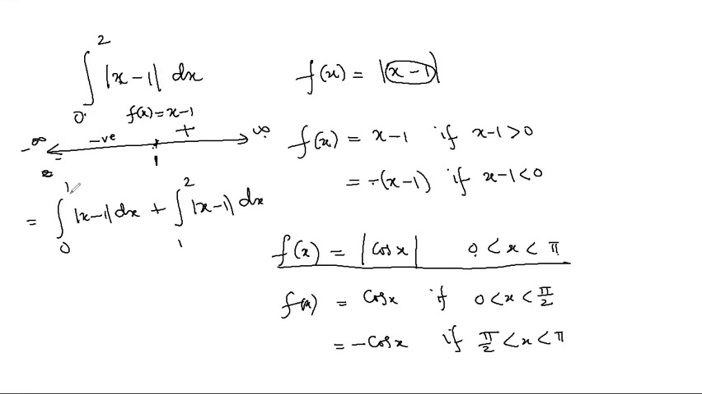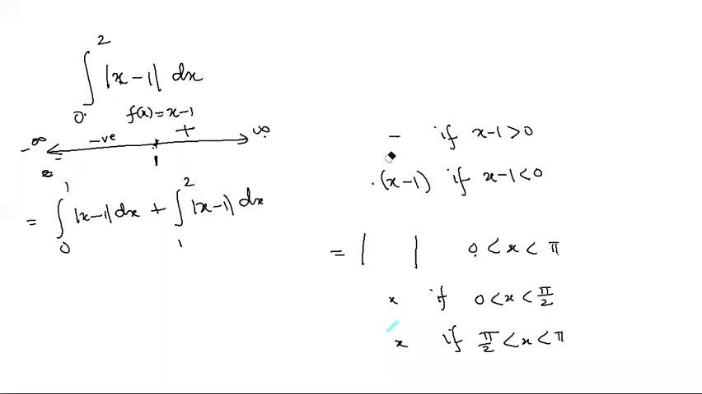Why sir, not half? Why not 3 by 2? Why only 1 has come? It is the point where this becomes 0. The point where the function becomes 0, that point will be the point of division. Is that clear? Yes, sir. Now I can integrate it.